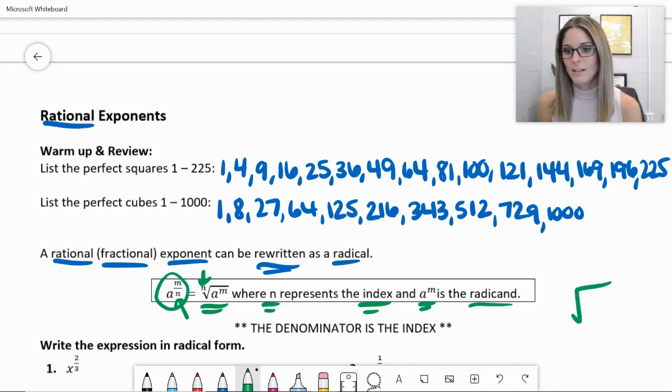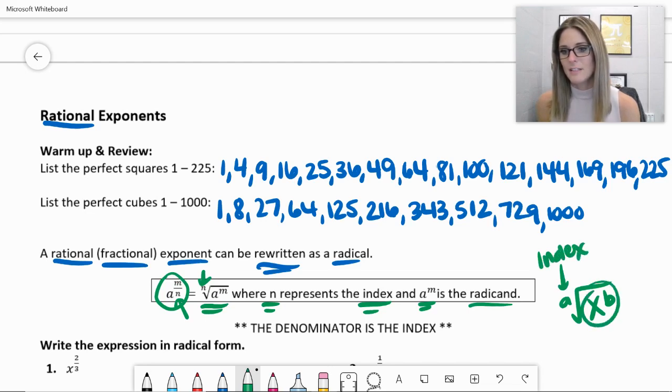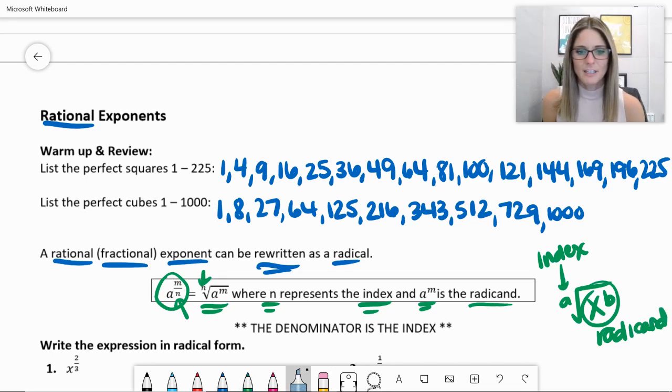So if you have your square root, a in this case is the index, and this is the radicand. I have it written here with stars, and I'm going to highlight it. The denominator of the fraction that is our exponent, the denominator will be the index. If you can remember that, these are really easy to rewrite.